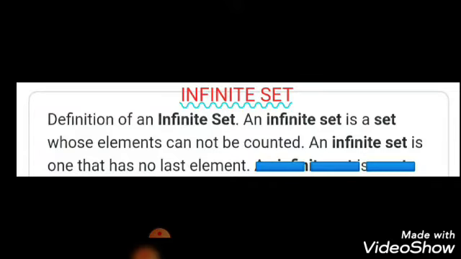Means set of natural numbers. It starts from 1 to infinity. We cannot count. It will go like that. Set of whole numbers, we cannot count like that. That set is called an infinite set. It has no last element. We see the next type of set.